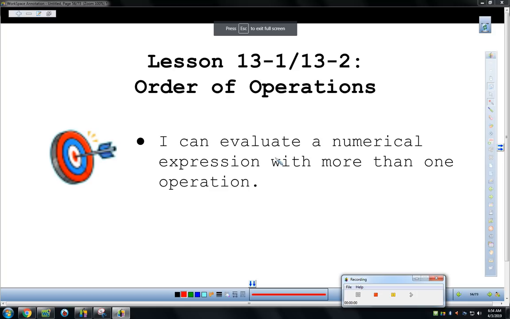We're going to follow up our discussion the other day on order of operations with just a couple more examples and then a reference video for you to check out. So here we're going to be evaluating these expressions with more than one operation.